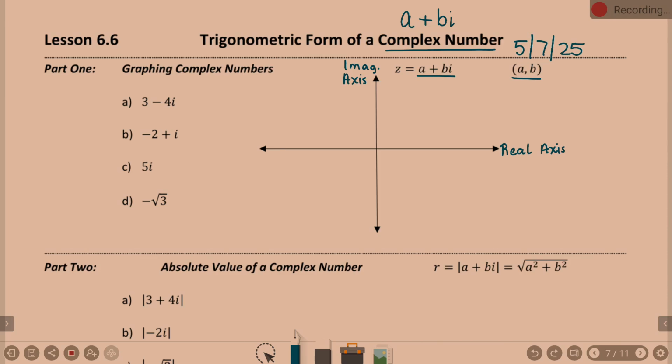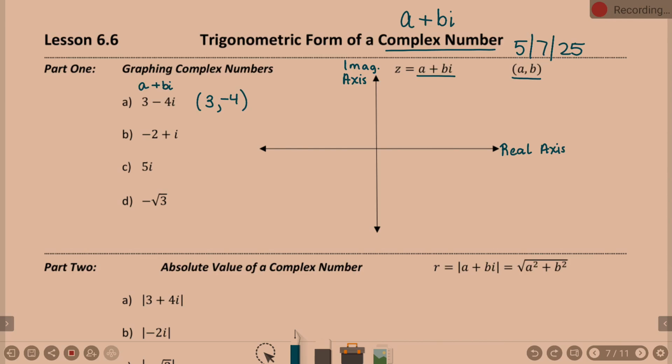So as we look at example A, the complex number is 3 minus 4i. What is that as an ordered pair? If we're thinking a comma b, what is 3 minus 4i? The a value is going to be what? 3, comma, what's the b value? Negative 4, because it's the coefficient of i. So in order to graph 3 minus 4i, you're basically graphing the ordered pair 3, negative 4.